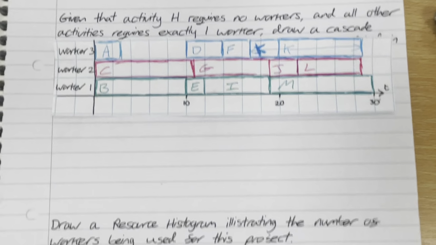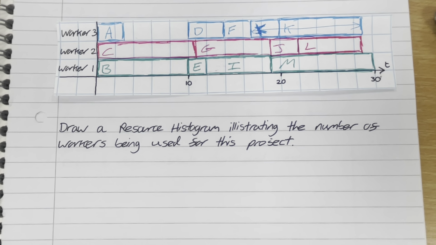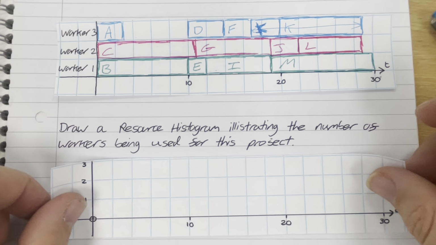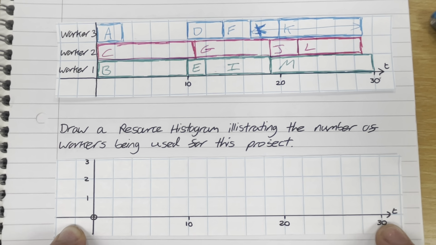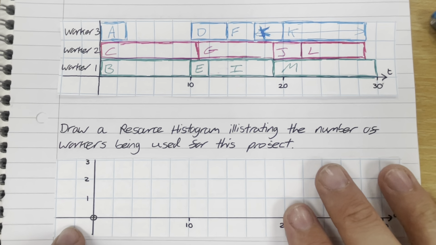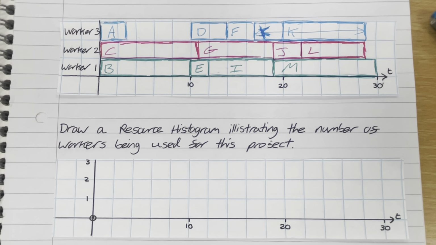Okay, so the second part of that question, which wasn't revealed in the previous video, is draw a resource histogram illustrating the number of workers being used for this project. So what we've got here is my resource histogram. It's currently blank. We've got a time axis that goes up to 30. It's going to have the same scale as your cascade chart. And then on the vertical axis, it's got how many workers are being used at any one time.